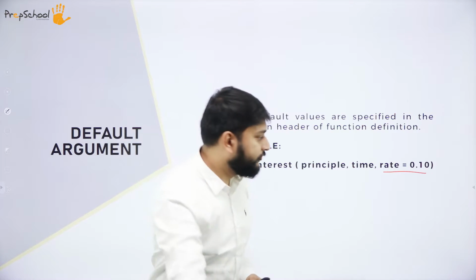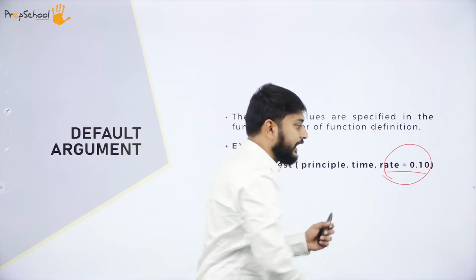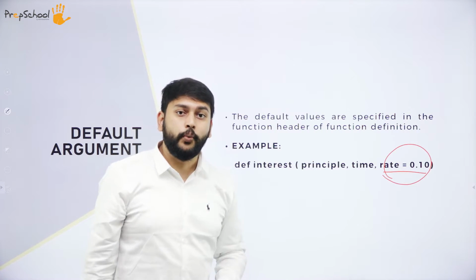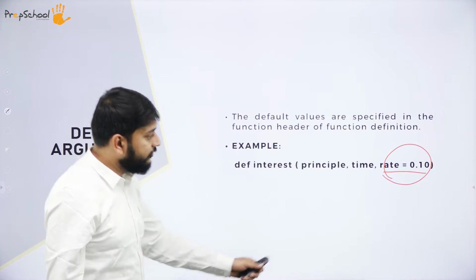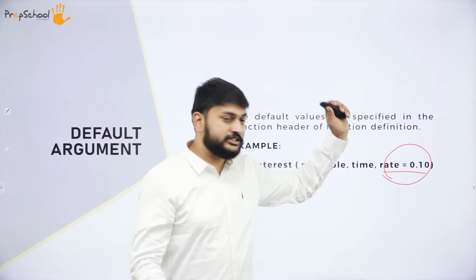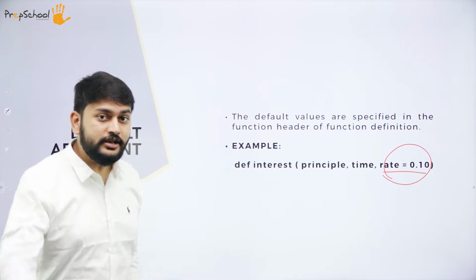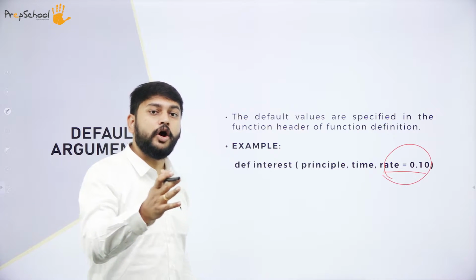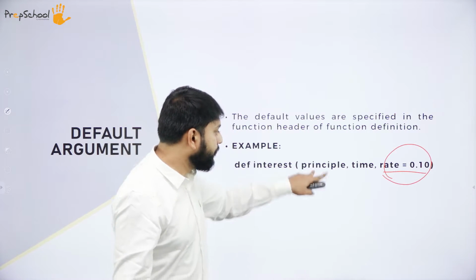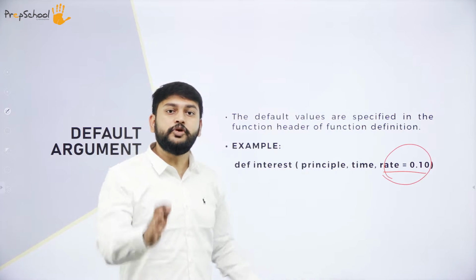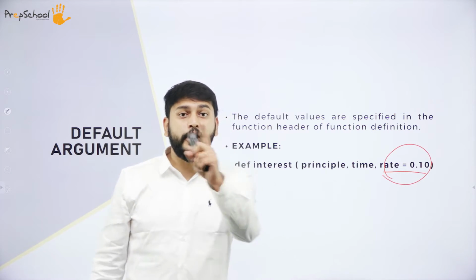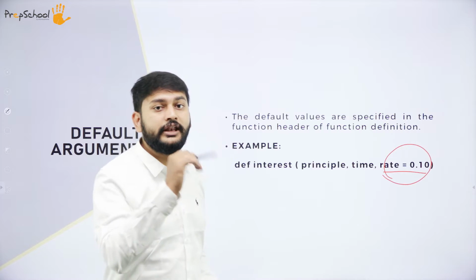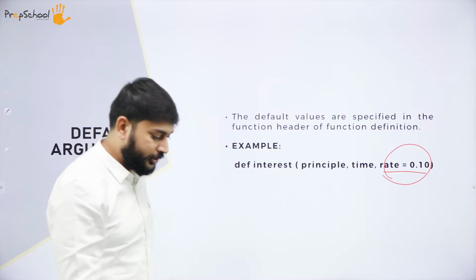So what have I done for this rate? Please observe here, rate is equal to 0.10. I have assigned the value for this rate already. Whenever you make the function call, you just have to pass two values, for principal and time. You don't have to pass one for rate. Point number 1: even if you don't pass the value for rate, you can call this function without any error. That is what you need to remember.